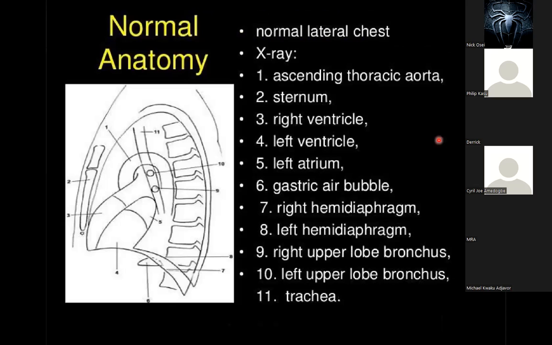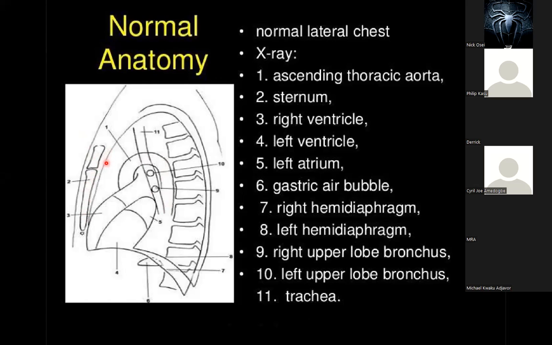Now, this is also an X-ray of the lateral chest. So this is a normal lateral chest X-ray. Over here also, the structures are well labeled for us to see. So you see that the bones are labeled 1 all the way down to 11. We can see our ascending aorta, arch of aorta, and descending aorta down here. Number two here is the sternum, which you can all see here.